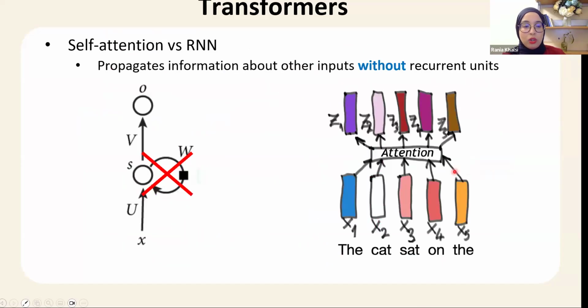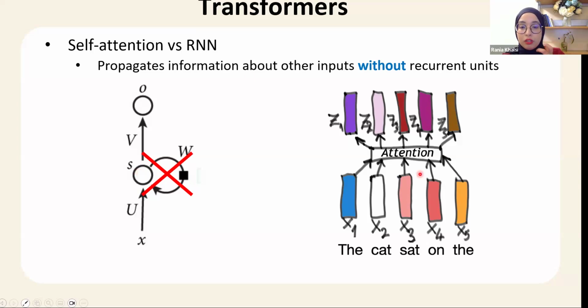Good. Now let's talk about one of the biggest differences between RNNs and transformers. In RNNs, information flows step by step, going through a recurrent unit. This loop is what allows an RNN to remember past information. But the problem is that it makes learning slow, sometimes unstable, and it struggles with long-range dependencies.